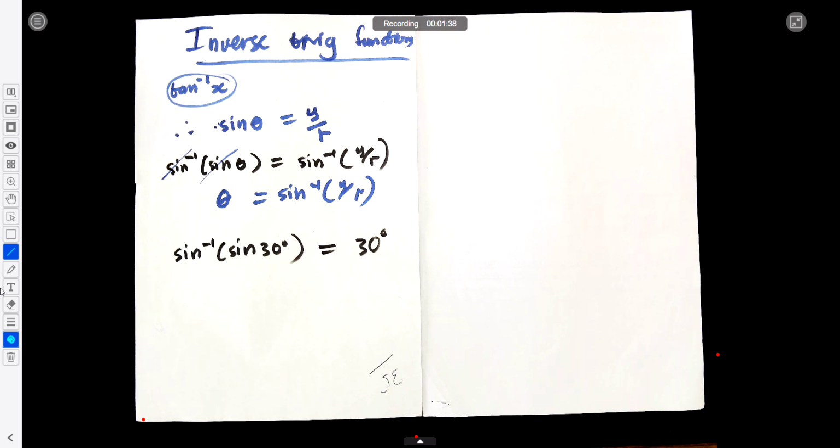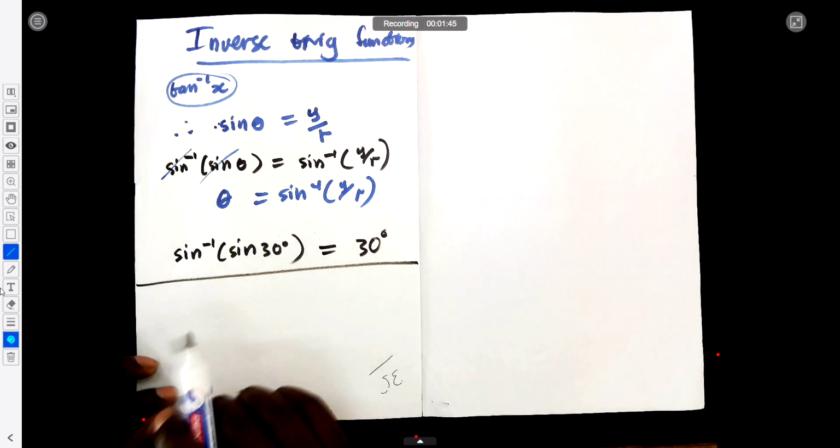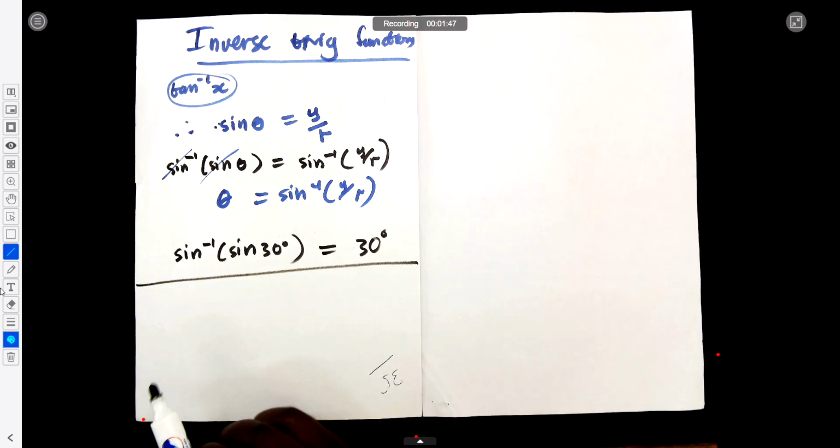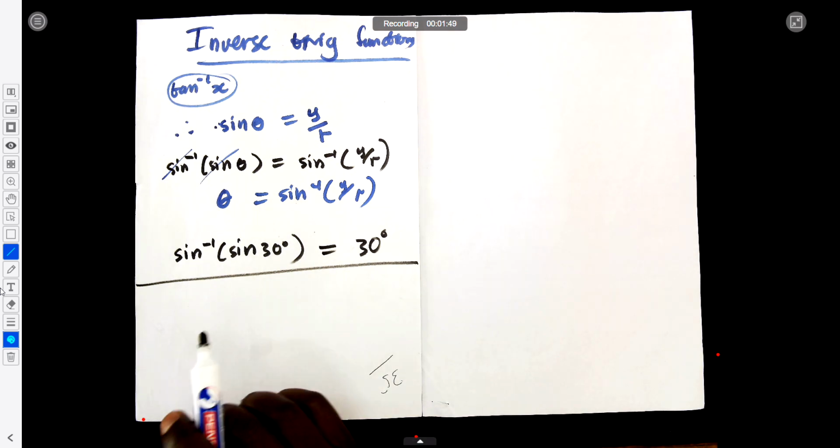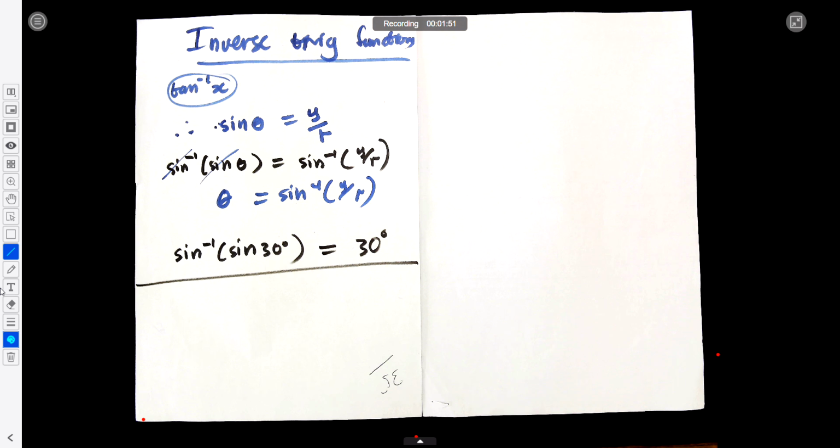So that's how it is. When you apply arcsine, that's what we get. I hope that is clear. When you see the inverse trigonometric functions, or negative one on sine, it's an inverse function.